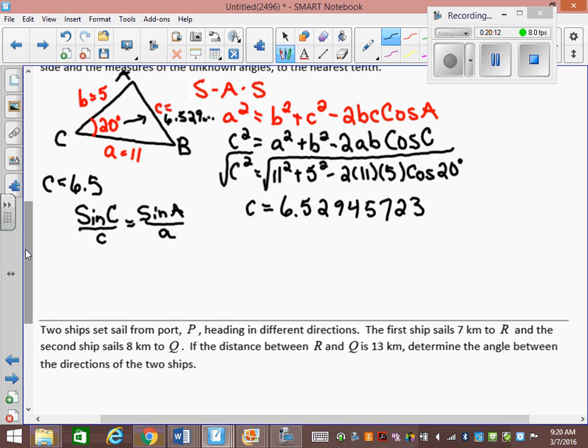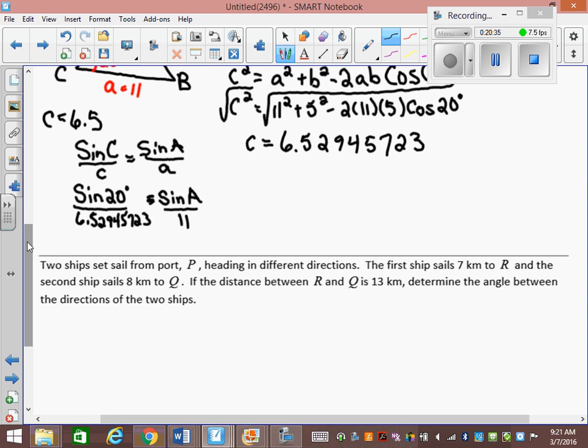I could have picked B and I would be just as correct. So sine 20 degrees over 6.529455723 equals sine A, we don't know, over 11. Now, if we're looking for an angle, remember, we know ultimately in the end we're going to have to inverse sine that function, because that's the only way you can get an angle.